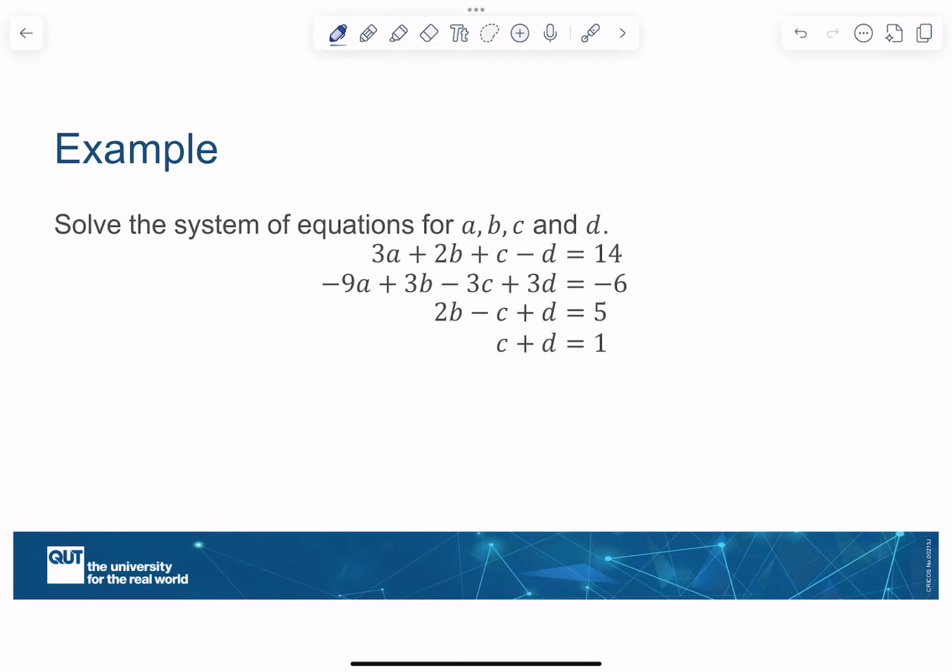Let's take a look at one more larger example. This time we've got 4 equations and 4 unknowns. We'll start by writing the augmented matrix, then apply Gaussian elimination, and finally back substitution.